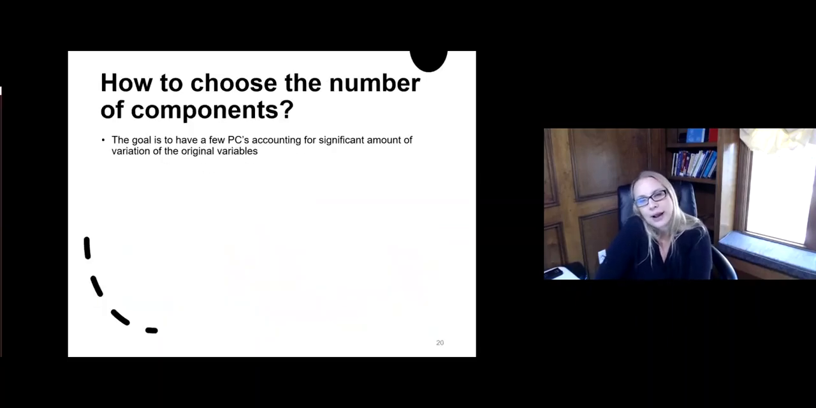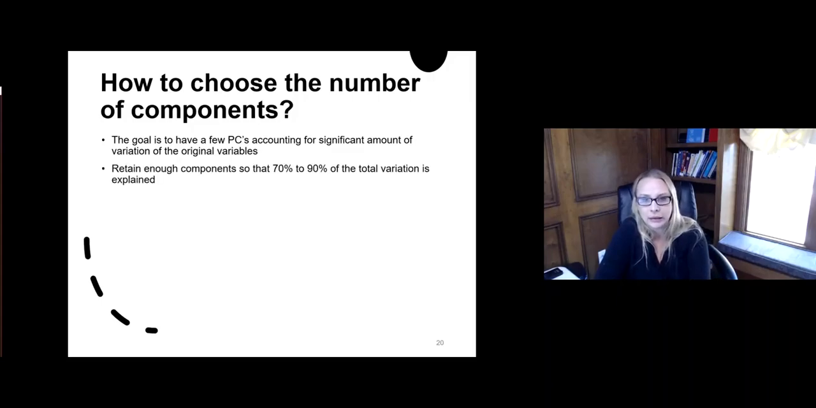So let's talk about how to choose the number of principal components. Again, the goal is to have the smallest number of principal components accounting for a significant amount of the variation in the original variables that we selected.